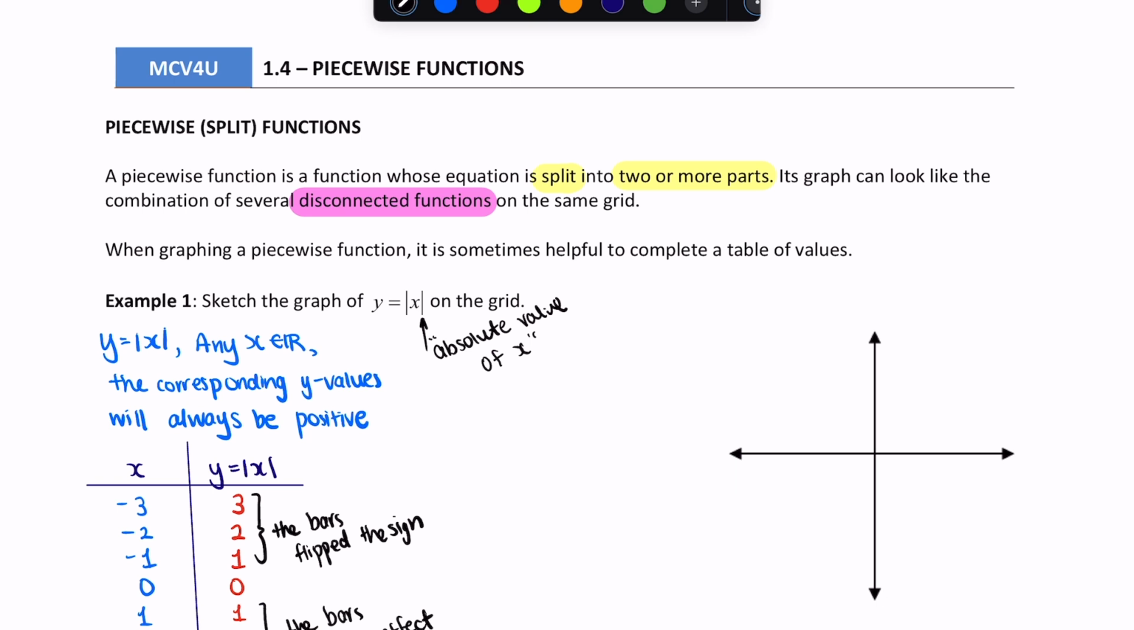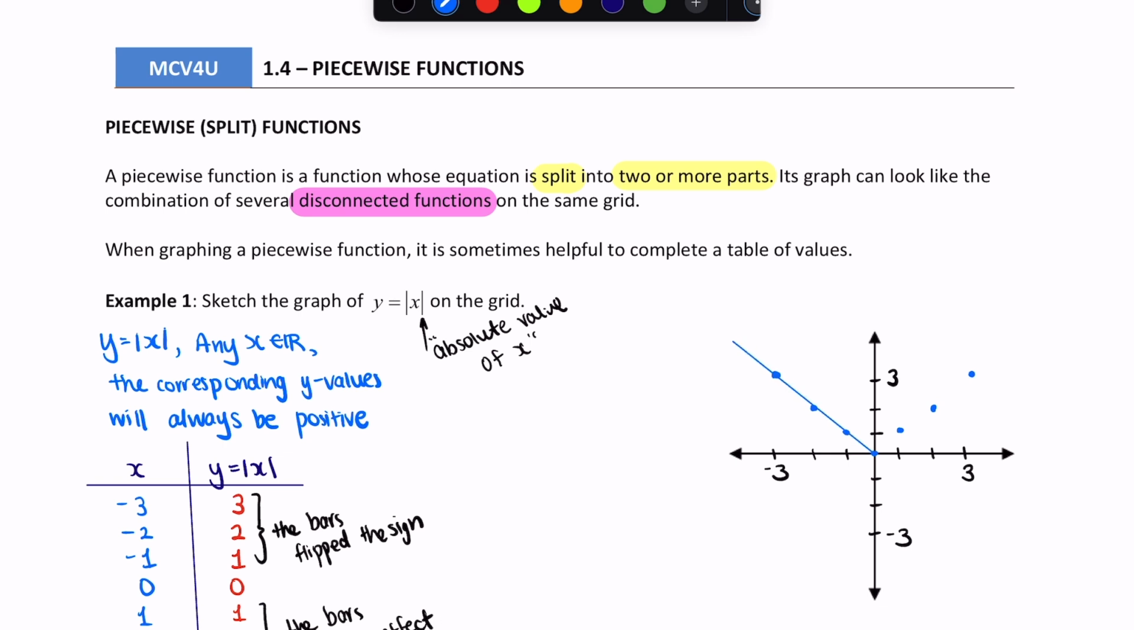So let's sub these values into our graph. We go 1, 2, and 3, and -1, -2, -3. We'll just label our graph here. If we sub in our values, we'll start at -3, which will be +3. At -2, it'll be +2. At -1, it'll be +1. 0 will be 0. 1 will be +1. 2 will be +2. And 3 will be +3.